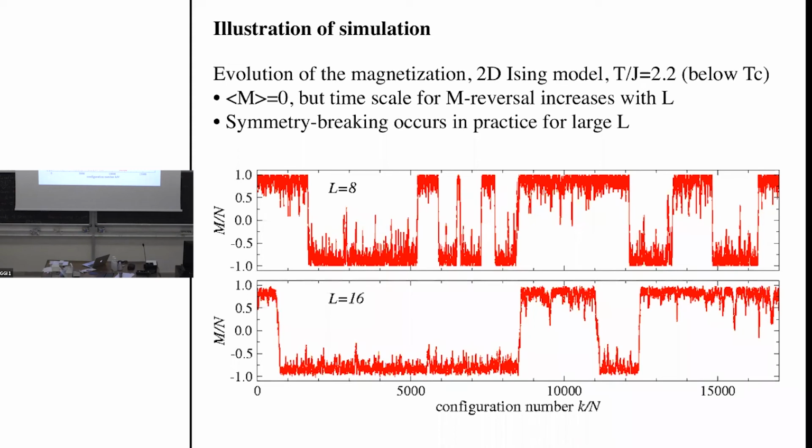If I go to L equals 16, I think you can see that they happen much less frequently, and also these fluctuations that don't lead to reversals are typically much smaller. It's much harder to reverse. And in the movie we saw that, well, we can expect that it would take a very long time to see reversals. Yes, please.